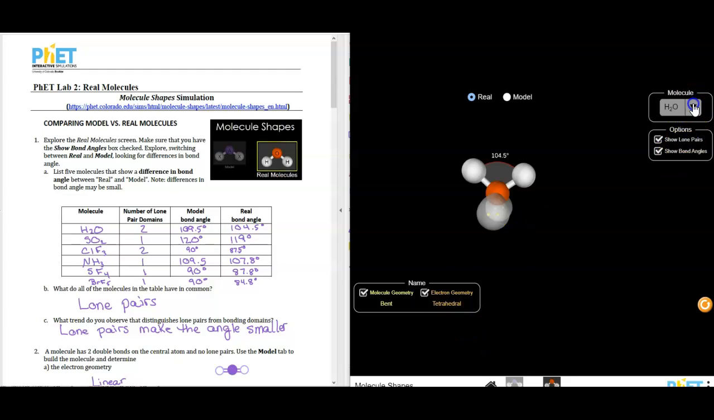I am going to check CO2 next. The model and real bond angle are identical. So sometimes the angles are the same and sometimes they're different.